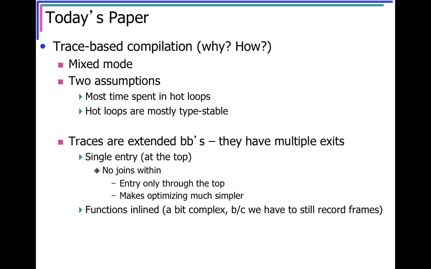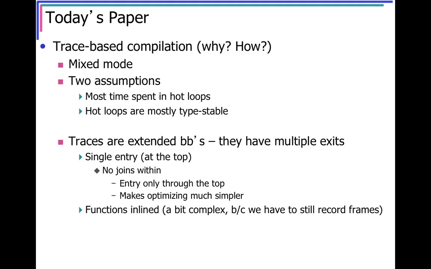It also assumes that loops are mostly type stable. That is, through one iteration, the types are similar to the types that are used in another iteration. This means that if we do generate traces for iterations of loops, then we'll be able to reuse them once they're compiled on repeated or subsequent iterations.